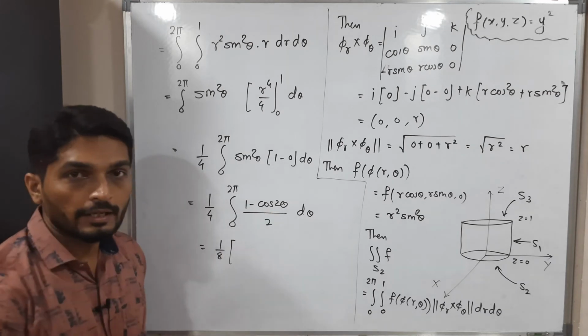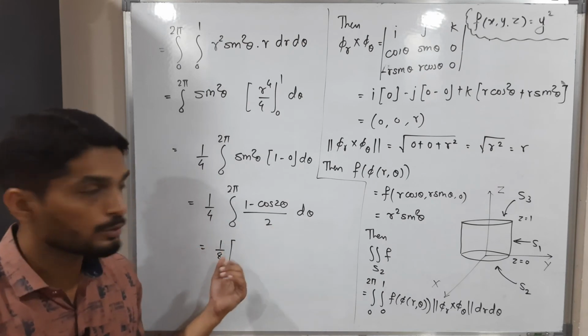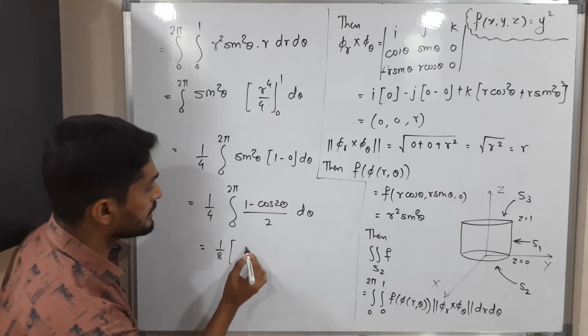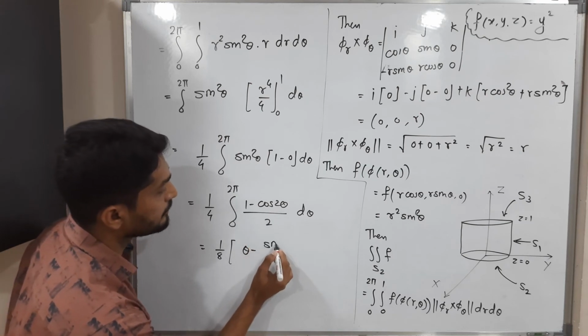So let us integrate the remaining part. 1 by 2 we have taken outside. The integration of 1 is theta, the integration of cos is sine.